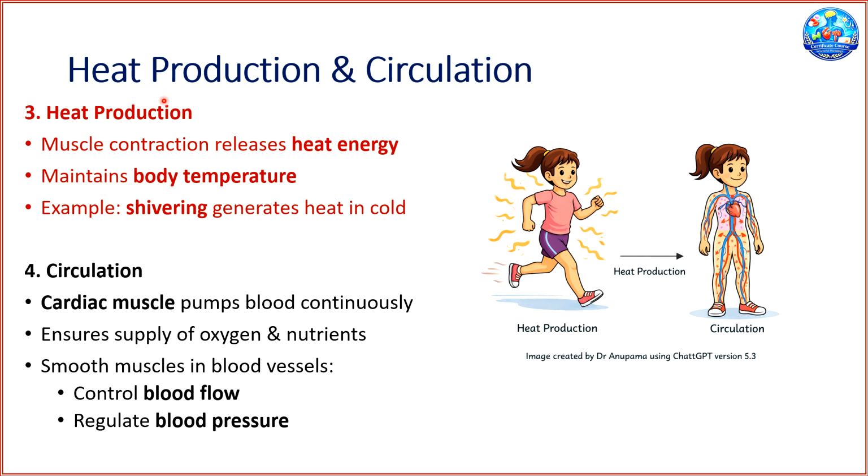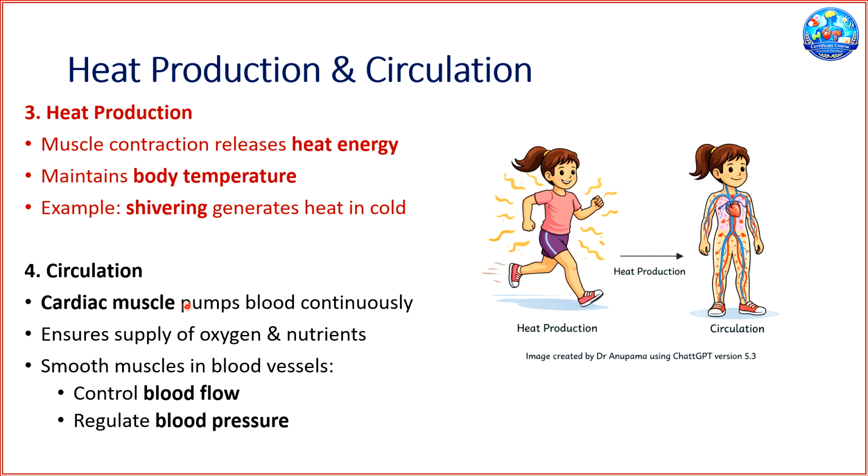Muscle tissues also play a significant role in heat production. During muscle contraction, energy is released in the form of heat. This heat helps in maintaining normal body temperature, especially in cold conditions. Shivering is one example where rapid involuntary contraction of muscles takes place that will generate heat to warm up the body.